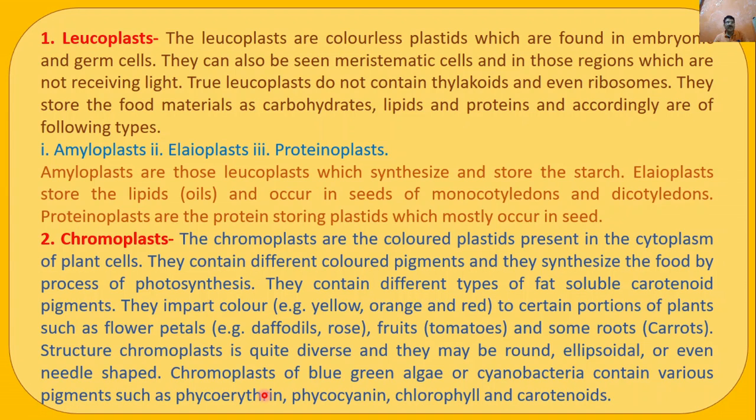Now, the structure of chromoplasts is quite diverse. Chromoplasts may be round, ellipsoidal or even needle shaped. Chromoplasts of blue-green algae or cyanobacteria contain various pigments such as phycoerythrin, phycocyanin, chlorophyll and carotenoids. So all these are the different types of pigments which are present in the chromoplasts.